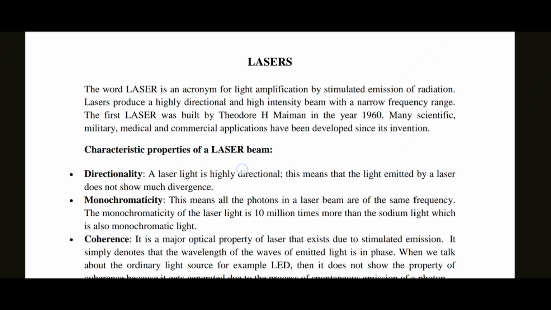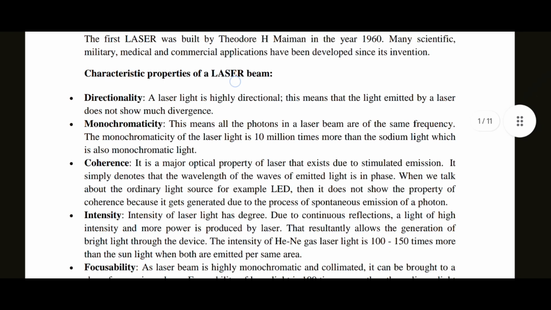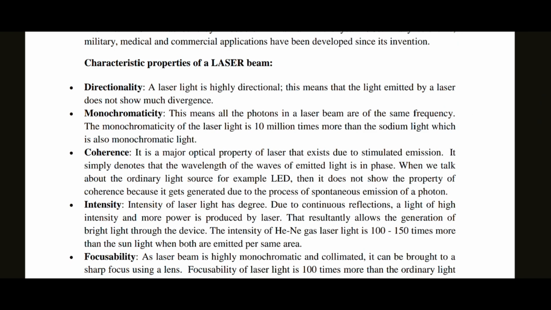Characteristic properties of a laser beam. Directionality: a laser light is highly directional. This means that the light emitted by the laser does not show much divergence. Monochromaticity: this means all the photons in the laser beam are of the same frequency. The monochromaticity of laser light is 10 million times more than sodium light, which is also monochromatic light.